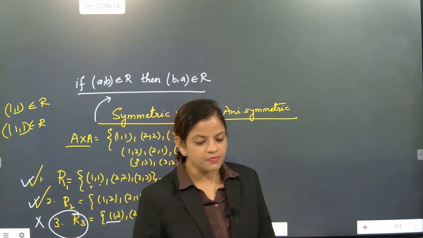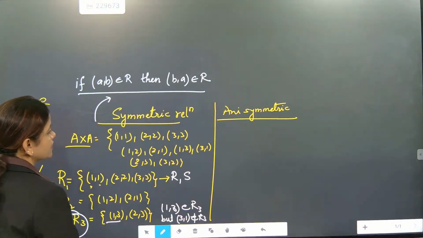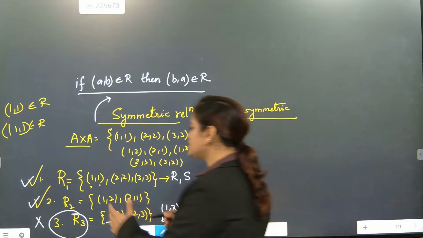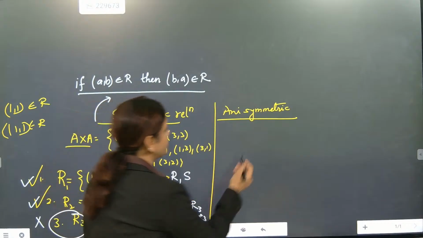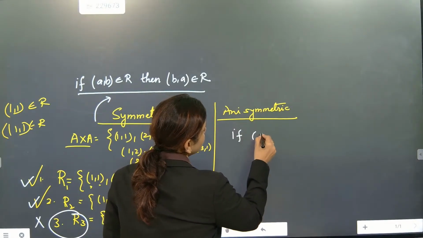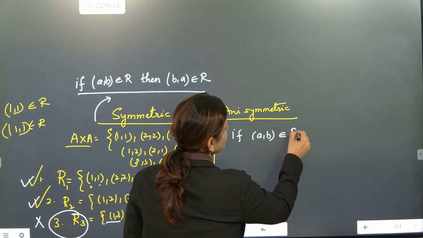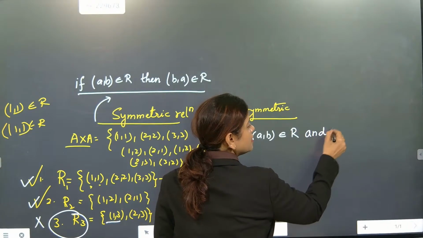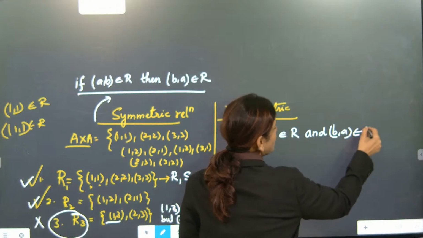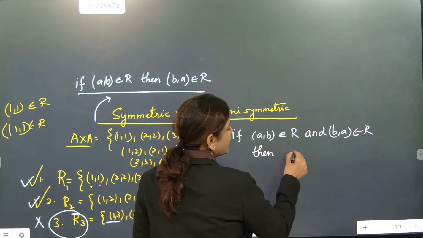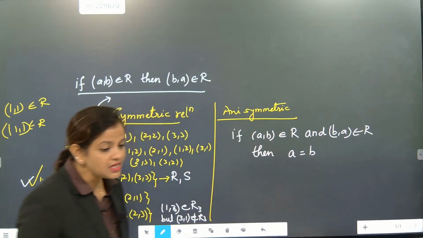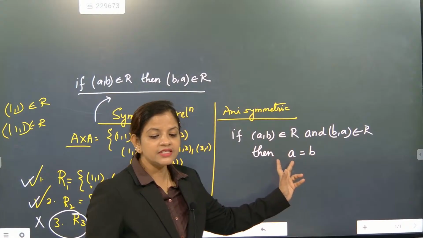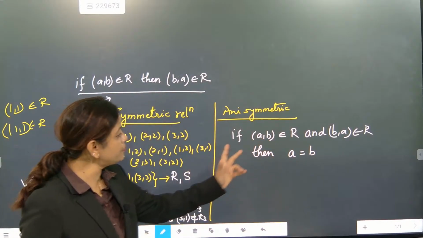Okay. So now the next question is how we talk about antisymmetric relation. So if (a,b) belongs to R, understood? Then, and (b,a) belongs to R, then a must be equal to b. This part is there, its opposite is also there. That means a is equal to b. This is the most important part.